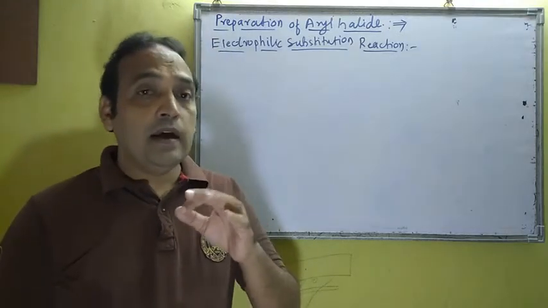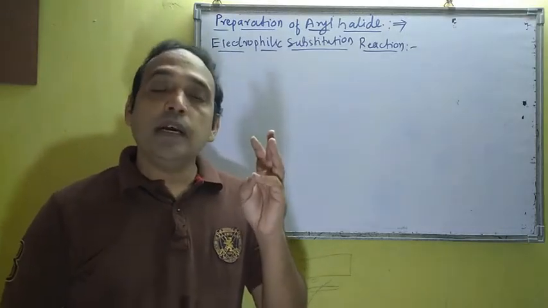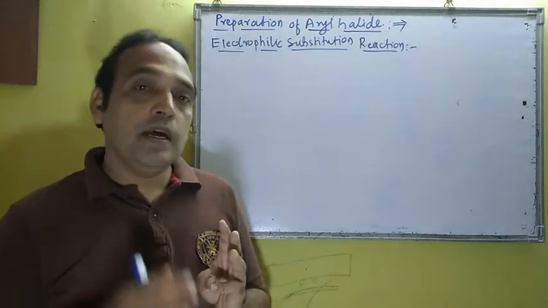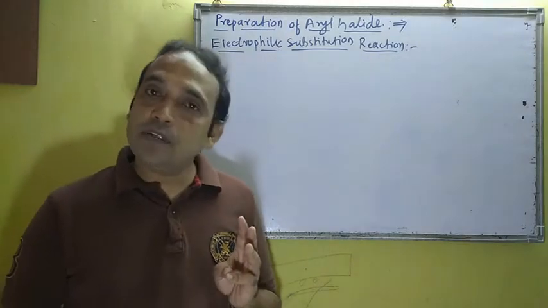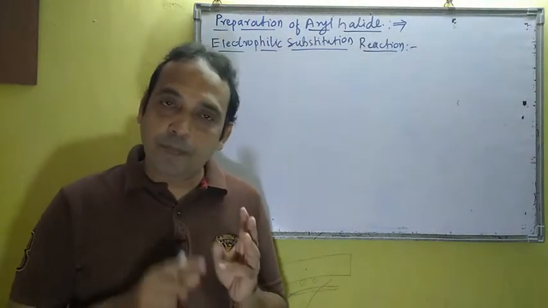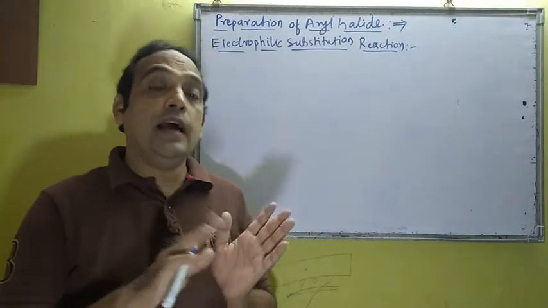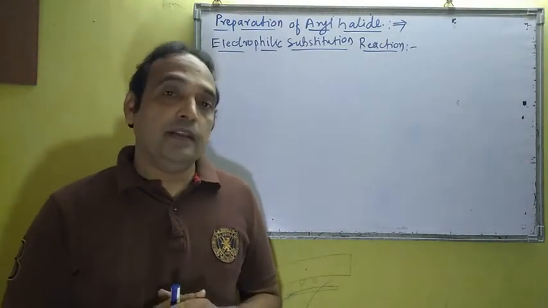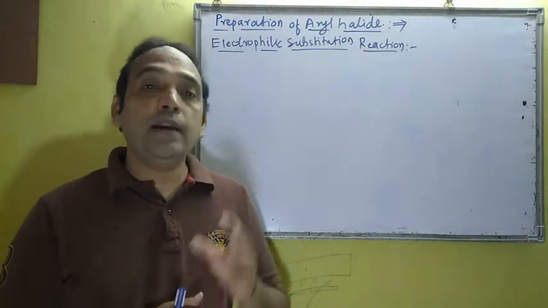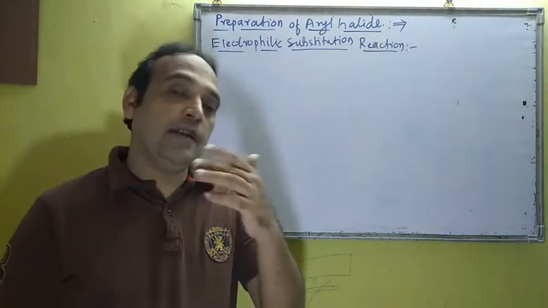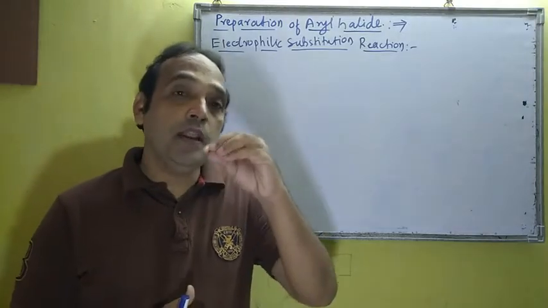of alkyl halides. First one, direct halogenation, we have avoided. Our first method was hydrohalogenation of unsaturated hydrocarbon, Markovnikov rule, anti-Markovnikov rule, Kharash effect, then halogen exchange method, then by using alcohol and phosphorus halides, PCl3, PCl5, then by using alcohol and thionyl chloride.